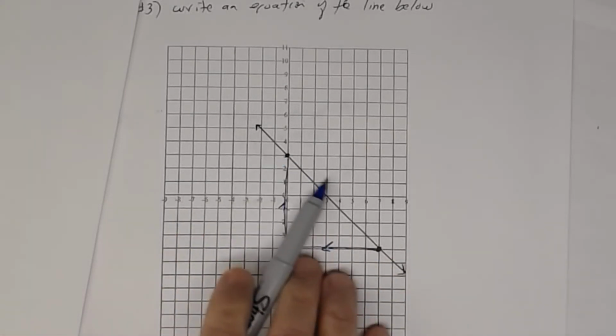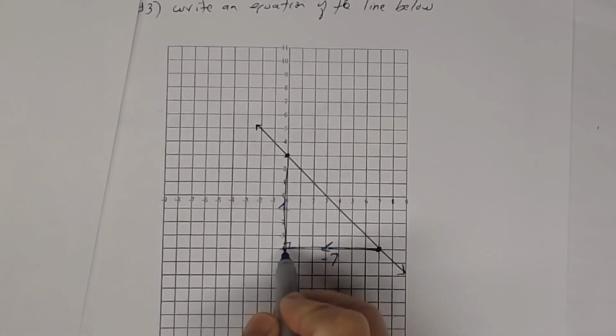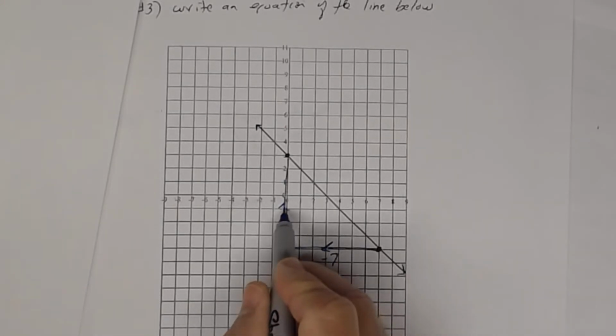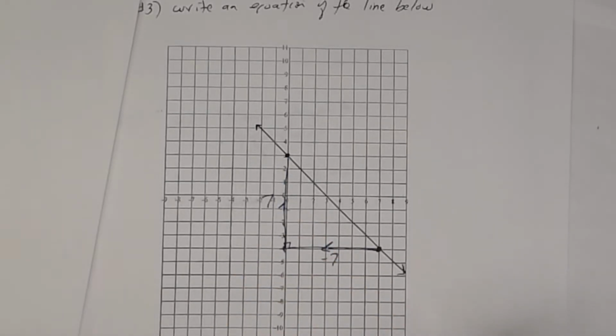So I'm going to go to the left and then up. Now notice the line is falling, right? So the slope better be negative. From this point, I'm going this way. So count the units: 1, 2, 3, 4, 5, 6, 7. So that's negative 7, and it's negative because I went to the left. Now I'm going up: 1, 2, 3, 4, 5, 6, 7. So my rise is 7.